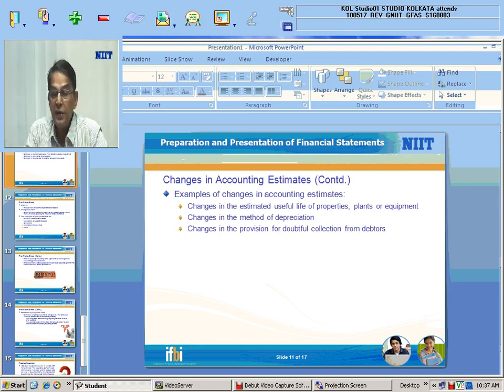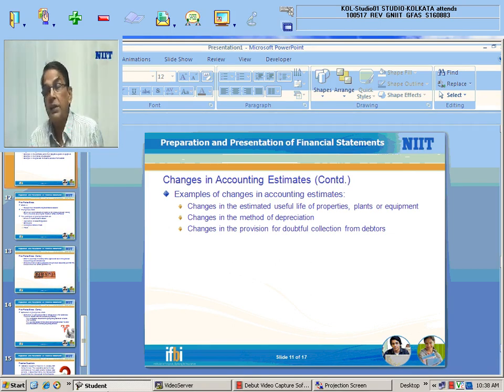Like, say, changes in the estimated useful life of property, plant or equipment. When a property, plant or equipment is acquired by an entity, every year the management will be reviewing what is the useful life of the particular asset. So initially they may consider that the asset has a useful life of 10 years, but subsequently they can change the estimate that the useful life of the asset is 12 years.